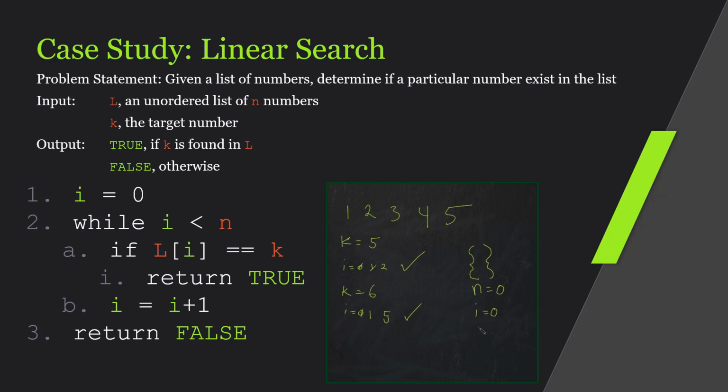and we return false. And that's true because there are no values in here, so it doesn't matter what k is. k could be 8, k could be 1. It will never be in the list, so we should return false. So we know that this linear search algorithm is working pretty well.